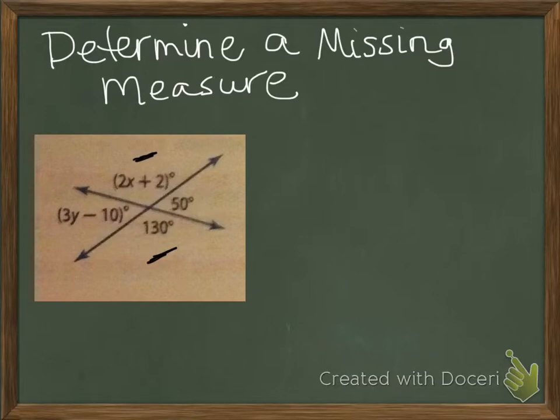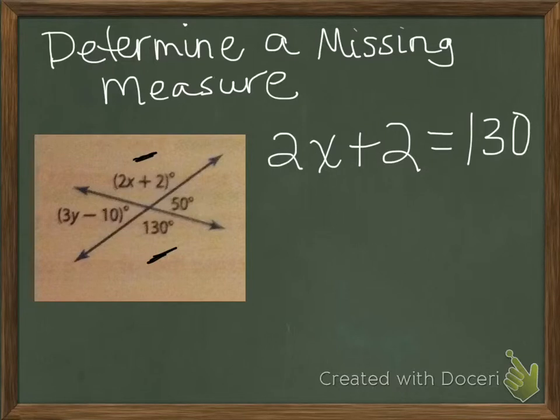So I know that 2x plus 2 is going to equal 130 degrees because opposite angles are congruent to each other. Vertical angles are congruent to each other. I look at it as opposite because they're opposite from each other, but you can look at this V to help you remember that they're vertical. So the V helps you remember they're vertical.